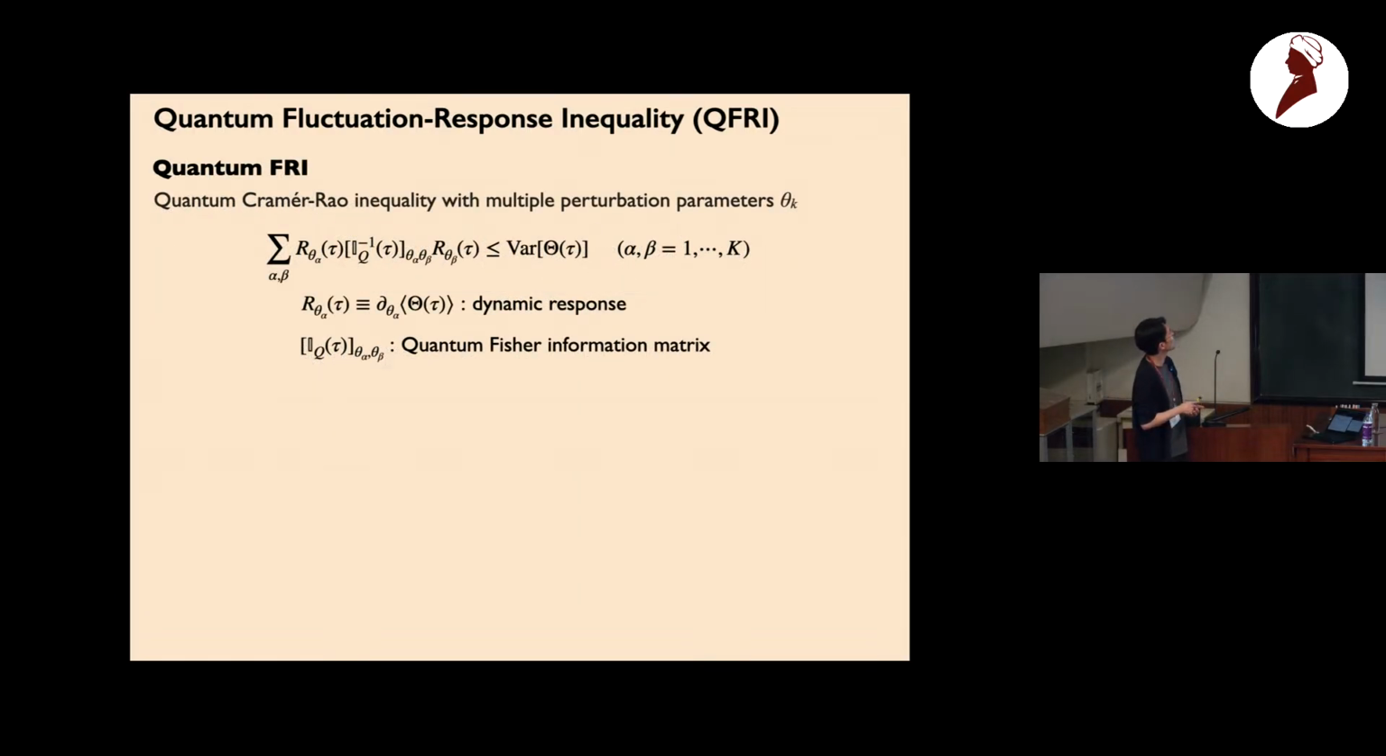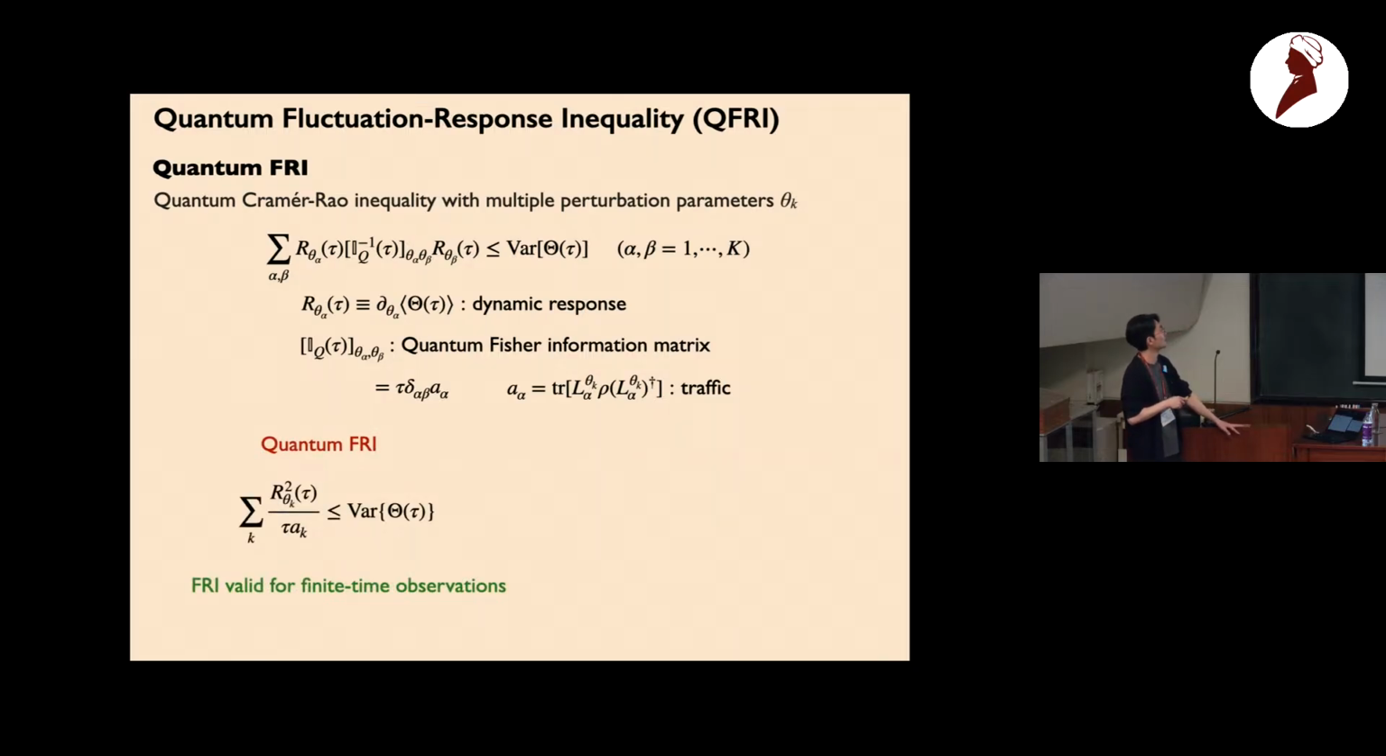Then we can derive the quantum fluctuation response inequality using the quantum Cramér-Rao inequality with multiple perturbation parameters. This is given by this matrix form, which is actually the same as the previous one. Here R_theta denotes the dynamic response, and I_Q denotes the quantum Fisher information matrix. It is non-trivial to calculate this quantum Fisher information matrix, so I will skip all the details. But fortunately, we can show that this quantum Fisher information matrix becomes a diagonal matrix, the same as in the classical case. And here A is the traffic. Because it now becomes a diagonal matrix, we can easily calculate this matrix.